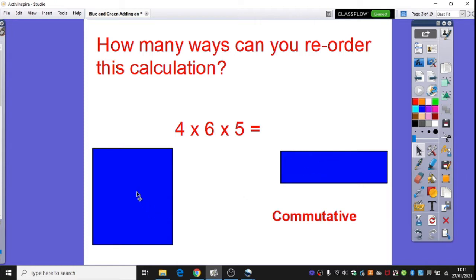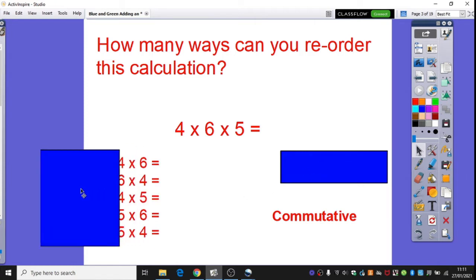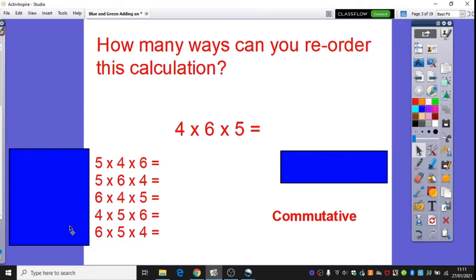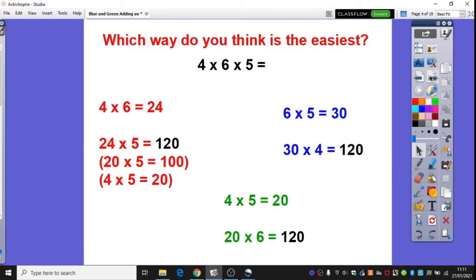Okay, so this might be some of the ways that you have found. So I've got here 5 times 4 times 6, 5 times 6 times 4, 6 times 4 times 5, 4 times 5 times 6, and 6 times 5 times 4. Now what we're going to try and work out today is actually what is the most efficient way of calculating these three numbers we need to multiply. So I want you to think about now, which one do you think is the easiest?